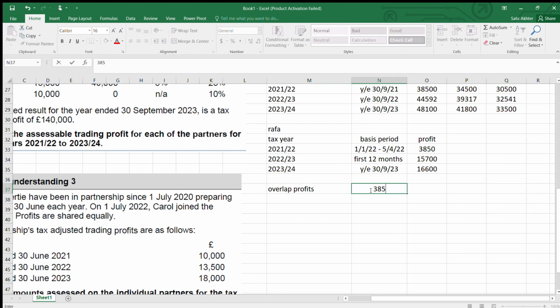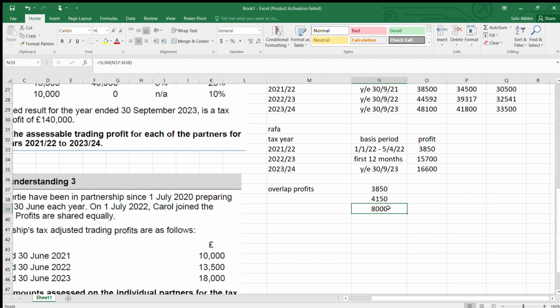3,850. And what's the next? 3 months of 16. So 16,600 into 3 months. Take the sum of these two. This is the overlap profit, 8,000. This will be carried forward.